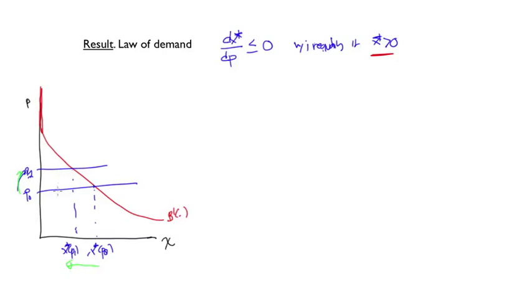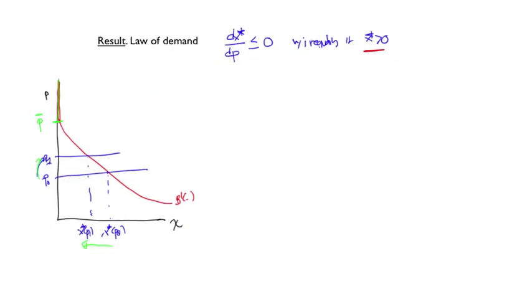Now, what happens once we reach a price, let me call that price P bar, which is a threshold price? At this price, the demand becomes 0 and stays 0 above it. Well, after this price, since the demand is constrained, further increases in the price cannot decrease the demand further. And that's why after that price, the derivative of the demand with respect to the price becomes 0.